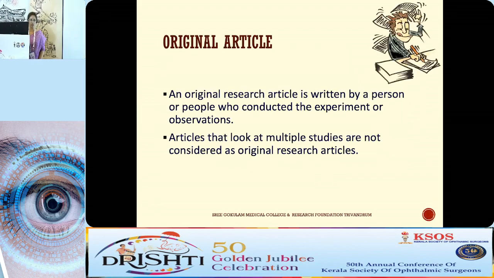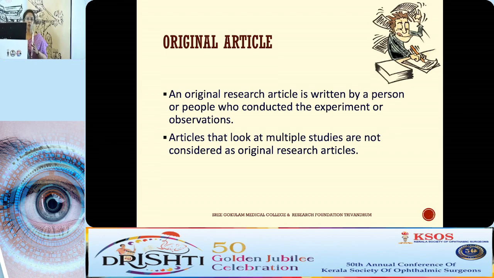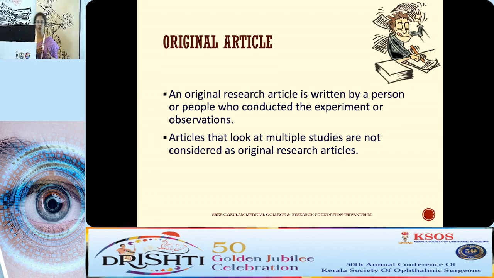So what is an original article? An original article is one that is written by a person or a number of persons who have done the actual work, the actual research work. That is, if you're going through many studies and then you're compiling and writing an article, then it is not an original article.